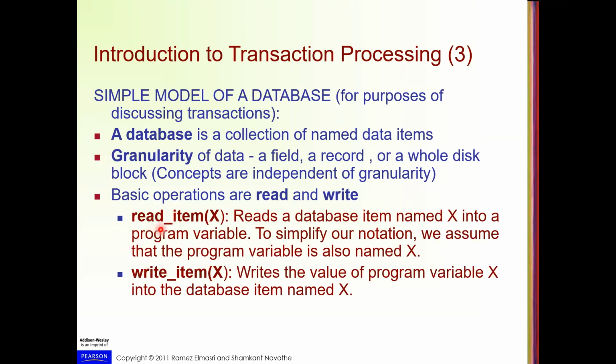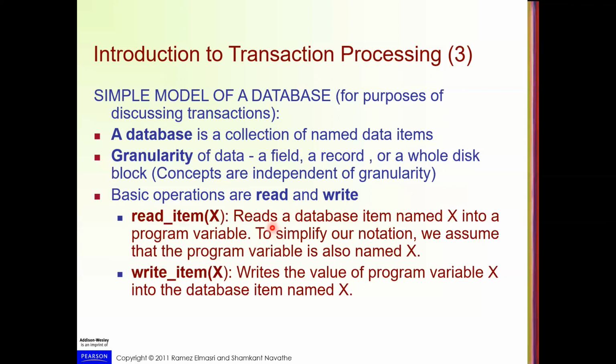Basic operations that can come inside a transaction can be read transaction or write transaction. When we say read_item(X), it means the transaction is reading the value of item X. To simplify our notation, we assume that the program variable is also named X. Write_item(X) means writing the value of the program variable X into the database item named X.